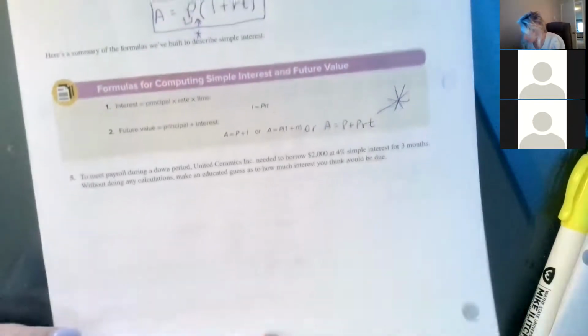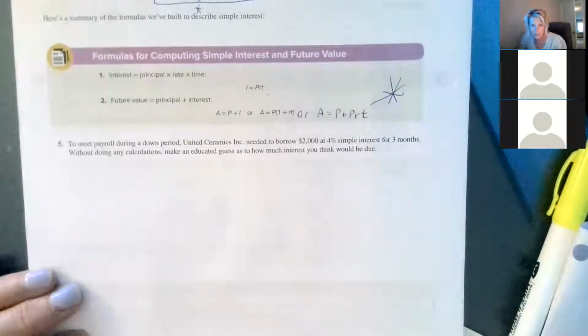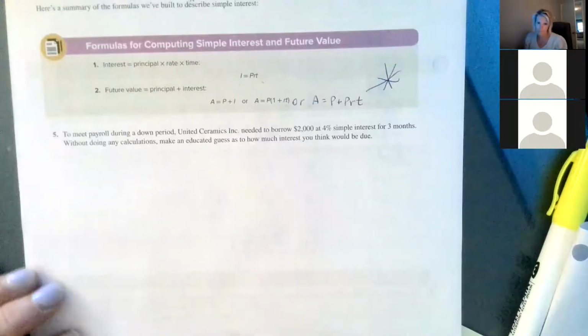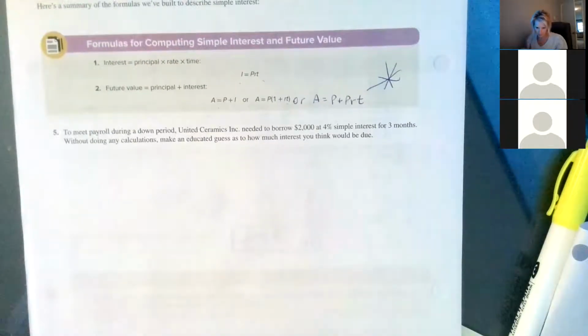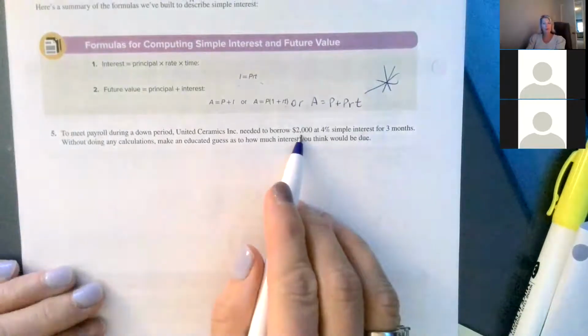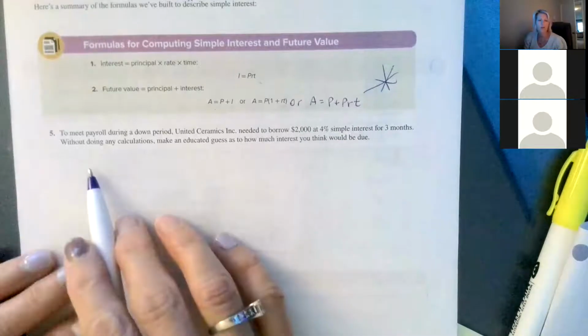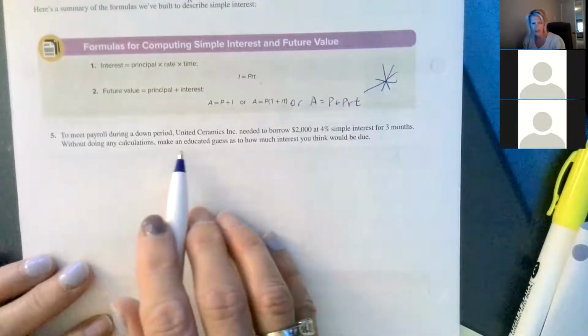I'm going to let y'all work on number five for a moment. Are you guys ready to check it out? It says, to meet payroll during the down period, United Ceramics needed to borrow $2,000 at 4% simple interest for 3 months. Without doing any calculations, make an educated guess as to how much interest would be due.